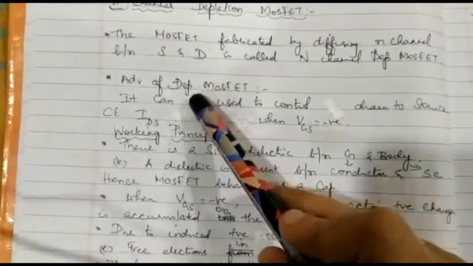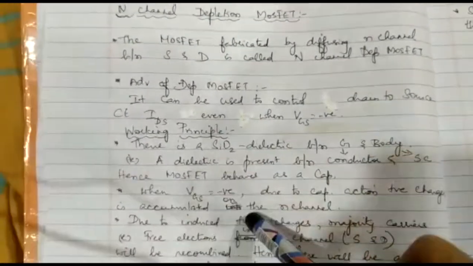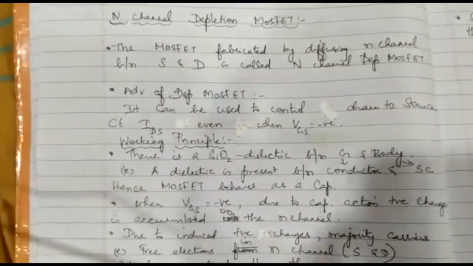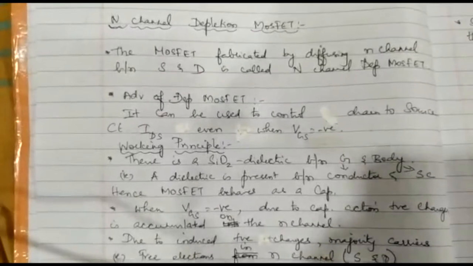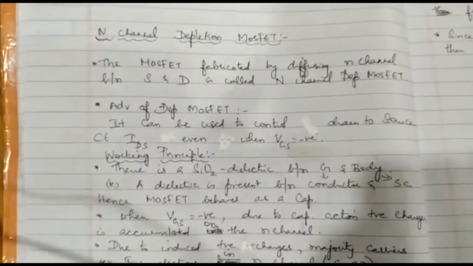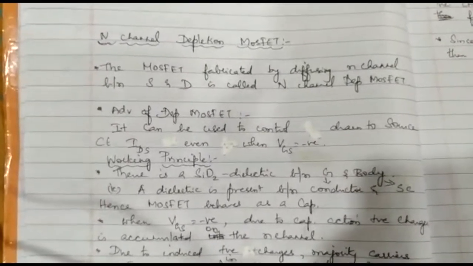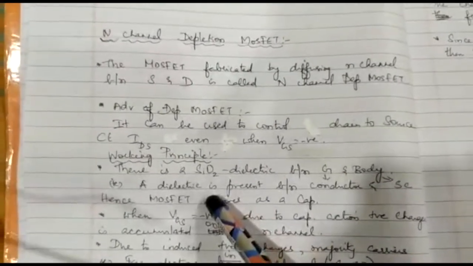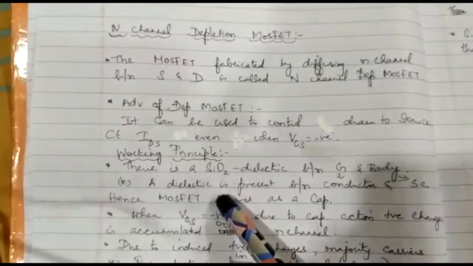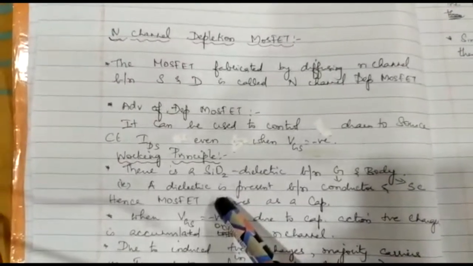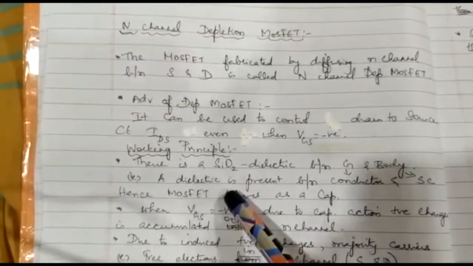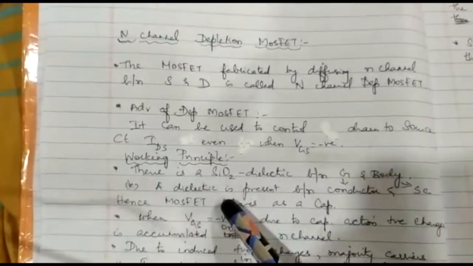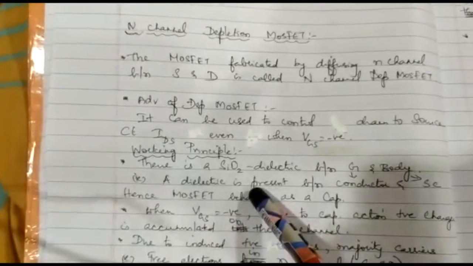So depletion is not a significant mode of operation being used. The significant mode of operation that is being used is the enhancement mode MOSFET in both N channel and P channel. That too, N channel enhancement mode operation is very significant rather than P channel, because the P channel device is slow compared to the N channel device, because the mobility of holes in the P channel is less compared to the mobility of electrons which are conducting in the N channel.